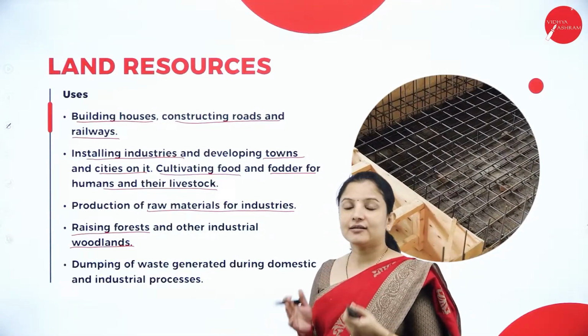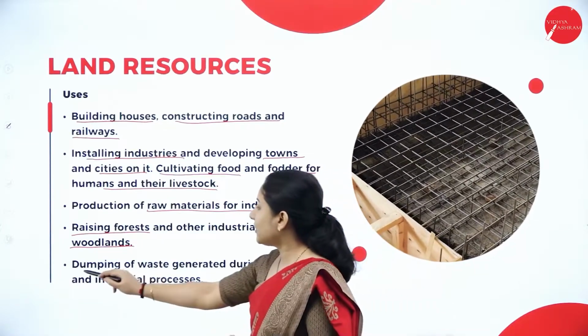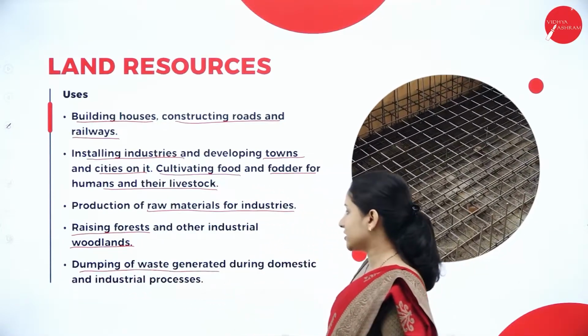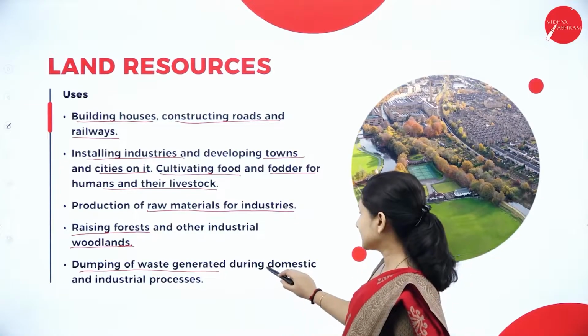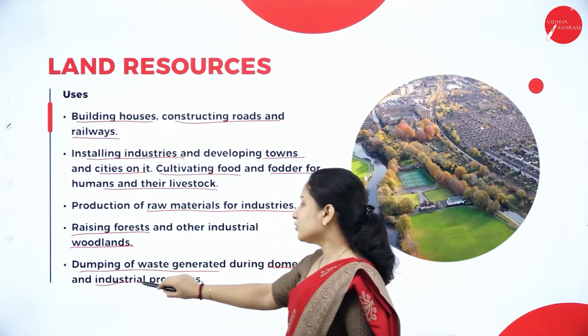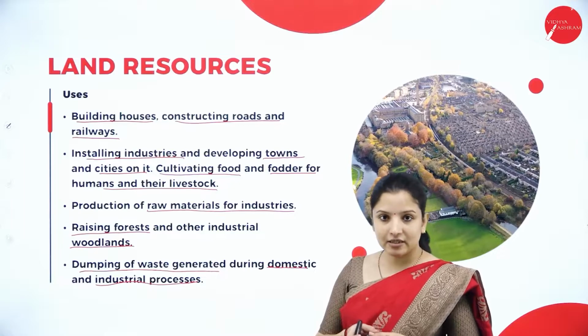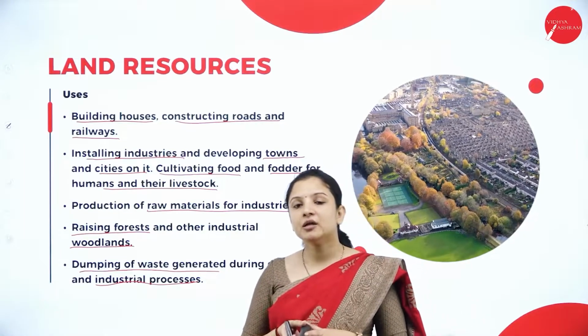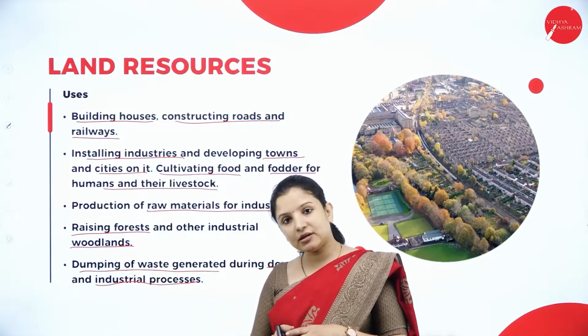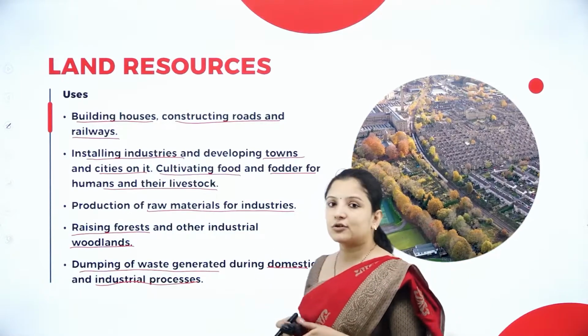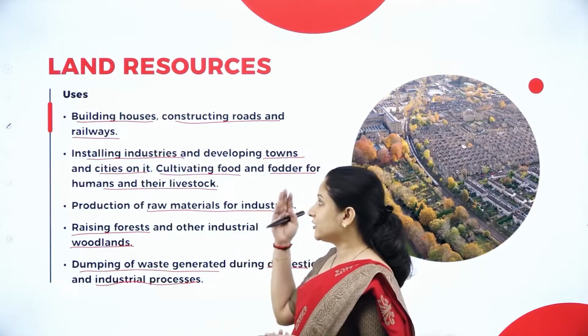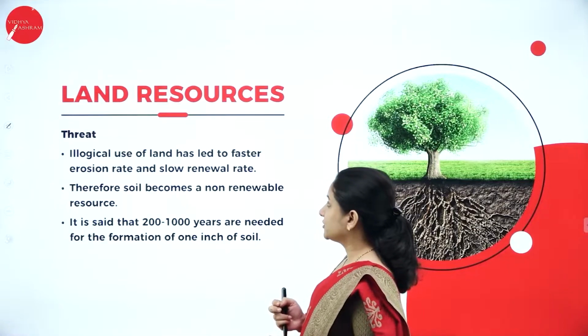And not just that, land is also needed to dump the waste that is generated during domestic and industrial process, because most of the waste tends to degrade. The ones that are biodegradable can easily get degraded on the land. So therefore, for dumping the waste also, land is needed. So these are the uses of land resources.